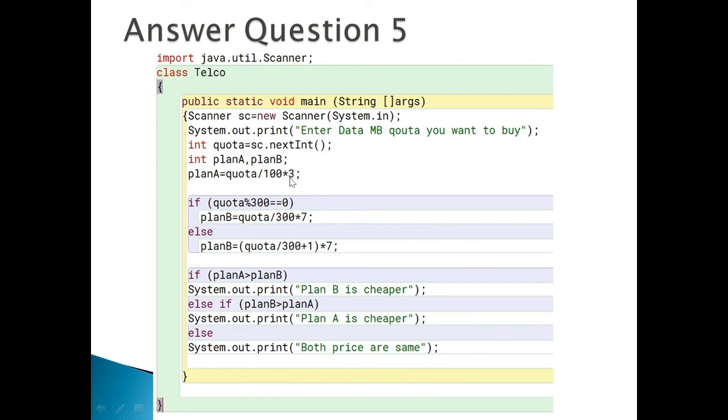After you get all the results, then make a comparison. If plan A is greater, plan B is cheaper. Else if plan B is greater than plan A, plan A is cheaper. Else for others, meaning both prices are the same. So I hope you can understand my simple explanation.